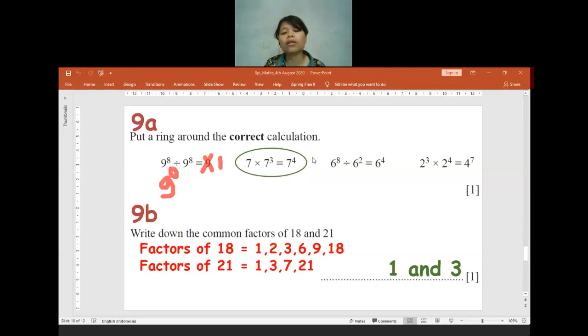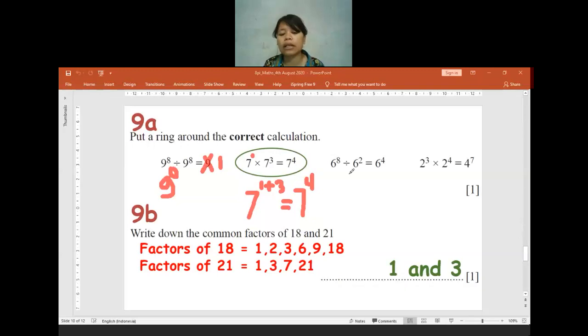Okay, now for the question, this is 7 times 7 to the power of 3. There is no number on the 7, it means 7 to the power of 1. 7 to the power of 1 times 7 to the power of 3. When it is indices, we add the power. So we will do 7 to the power of 1 plus 3. 1 plus 3, it will be equal to 7 to the power of 4.